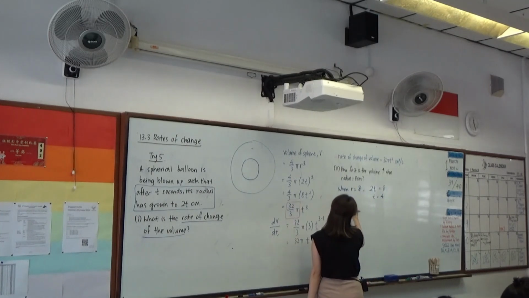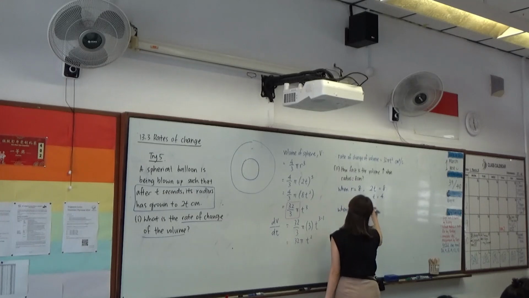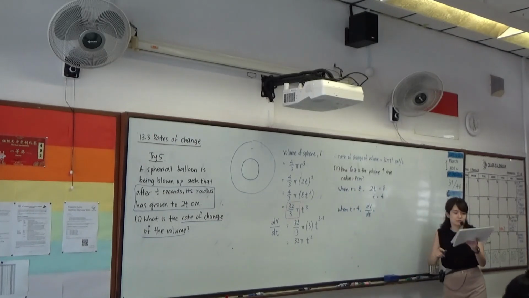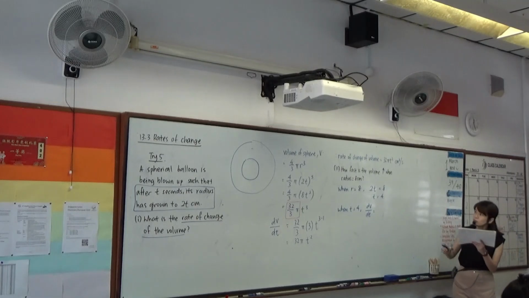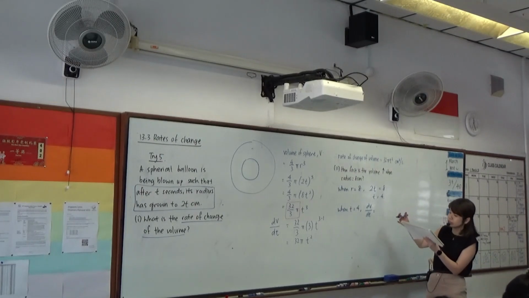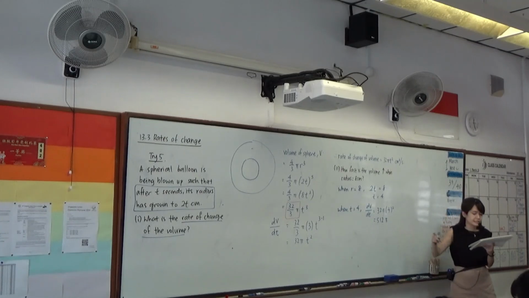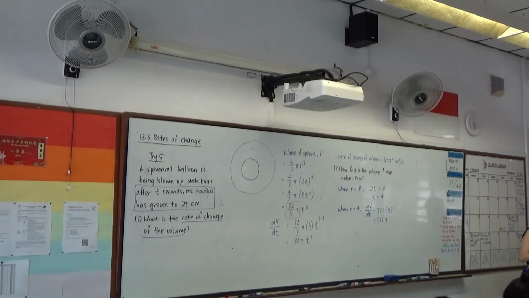Now that we have the t value, we can find out the rate of change of volume, or the speed that the volume is increasing at. If you want to leave this in exact form, that will be 512 pi.